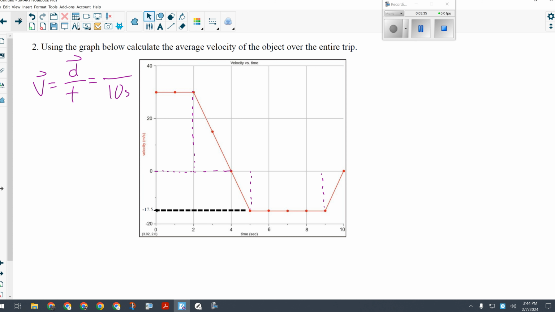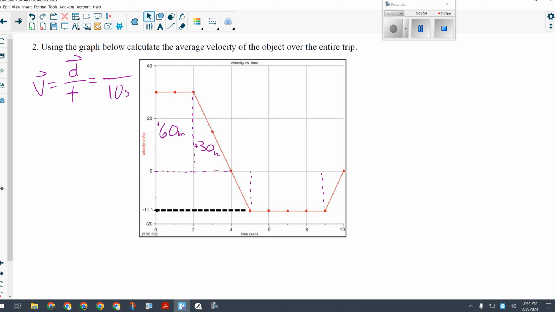So this rectangle here has a height of 30 and a base of 2, so that one's going to be 60 meters, and it's positive. This triangle here has a base of 2 and a height of 30. It's basically half of this rectangle. That makes it positive 30 meters.